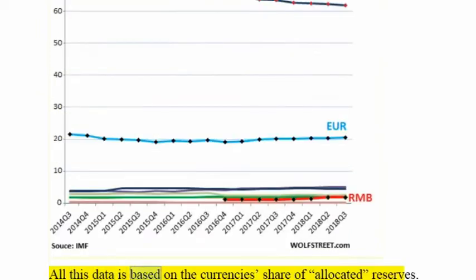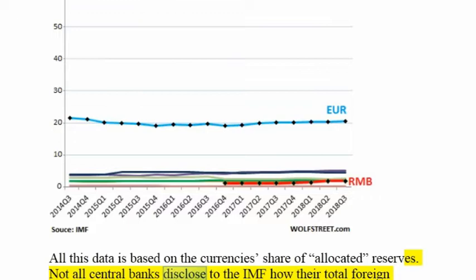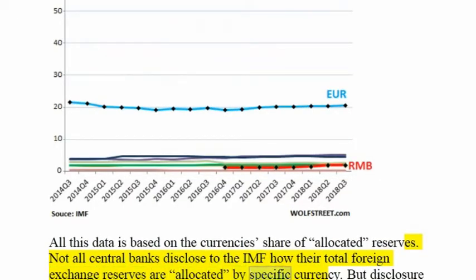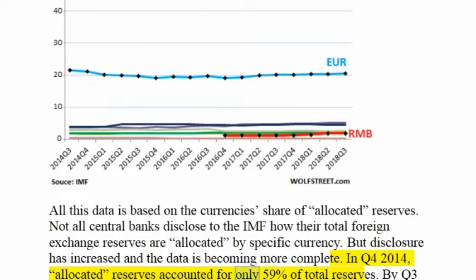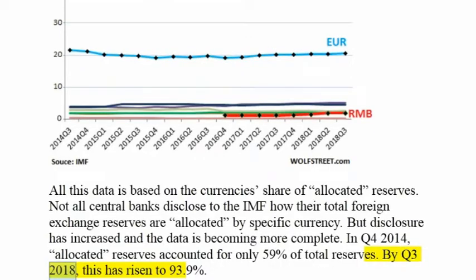All this data is based on the currency's share of located reserves. Not all central banks disclose to the IMF how their total foreign exchange reserves are located by specific currency. But disclosure has increased and the data is becoming more complete. In Q4 2014, located reserves accounted for only 59% of total reserves. By Q3 2018, this has risen to 93.9%.